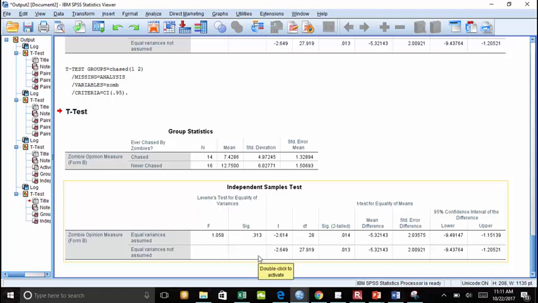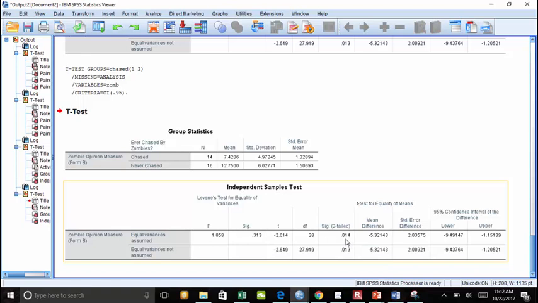Pretend it's not there. So here's our t of negative 2.61, 28 degrees of freedom, which is you add these two numbers together, which is 30, and then minus 2 gives you 28. Here's our significance, 0.014. And if I said to test this at the 0.05 level, which is the most typical level, we're comparing 0.014 to 0.05. And because this 0.014 is less than 0.05, we have a statistically significant difference between the two groups.